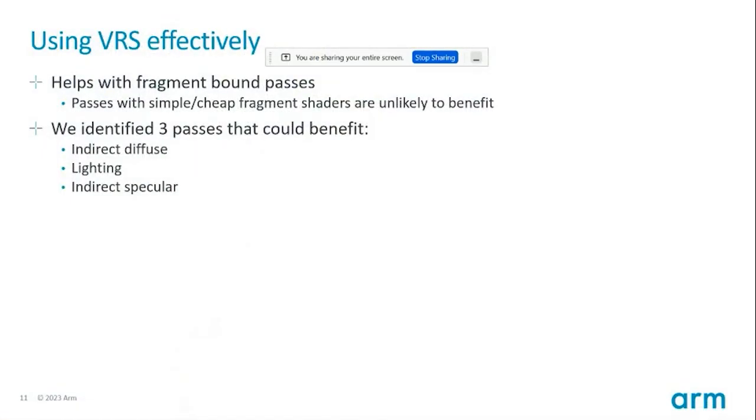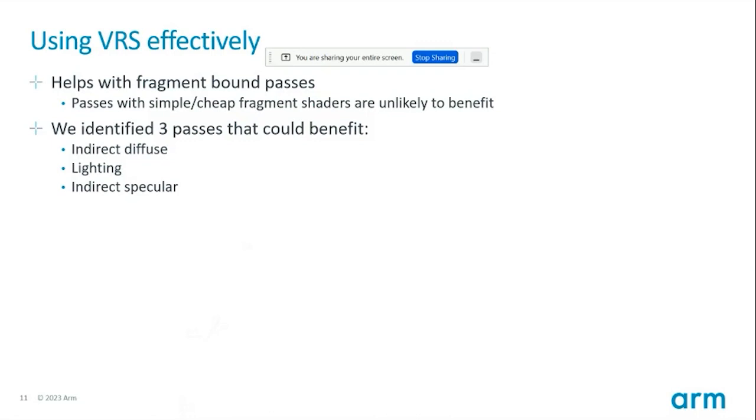So the first thing to note is that we control the fragment shading rate. So obviously, it's going to help with fragment-bound passes. Passes with very simple or cheap fragment shaders are unlikely to benefit. If you try to apply VRS to your shadow map pass, you're not going to see an improvement because typically you wouldn't even have a fragment shader for most of your meshes.